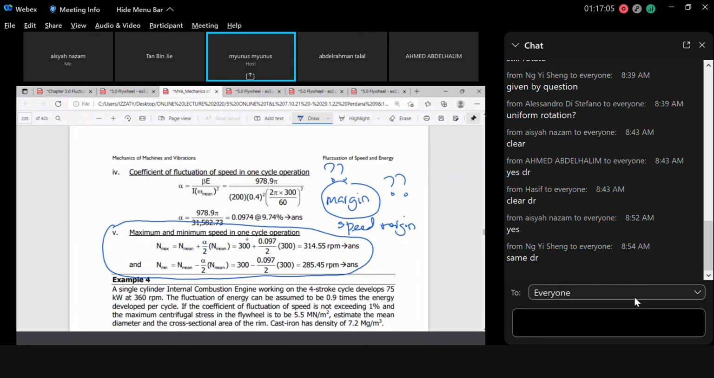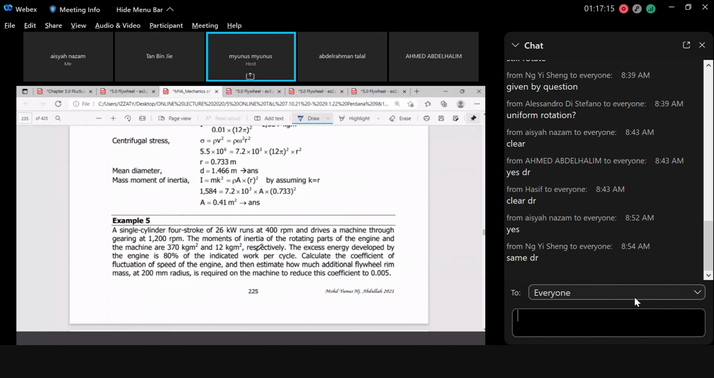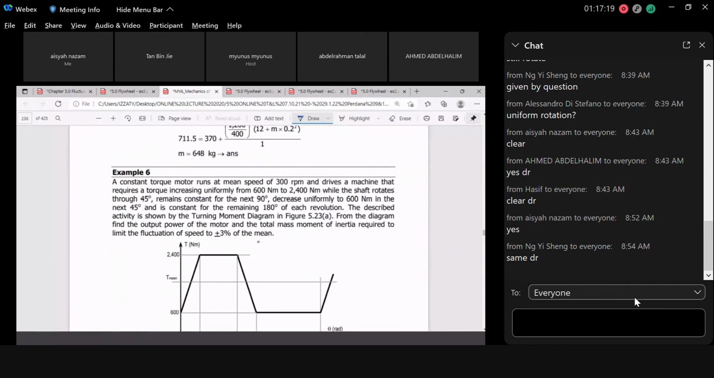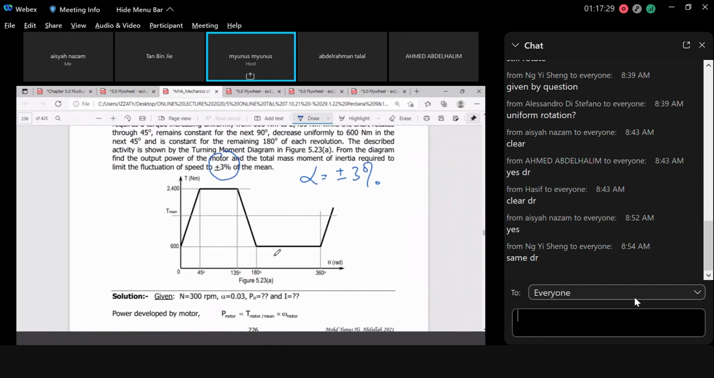Is it y u divided by 2? If you read the equation, they provide you two parameters, plus and minus. So alpha is equal to plus minus 3%. What does it mean? Remember, alpha is basically from the highest to the lowest: this one is n max, this one is n mean. So this is alpha. You have 3% and another 3%. This one is positive, this one is negative.